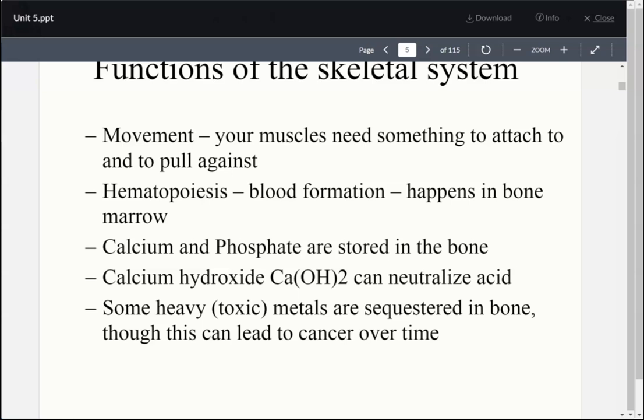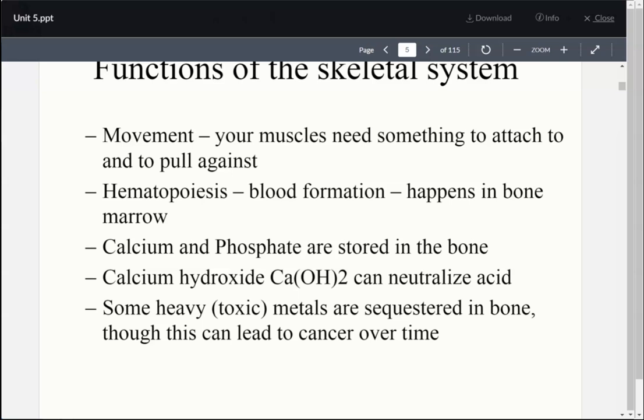Calcium and phosphate are both stored in the bone of your bones, the actual hard outer shell. Calcium hydroxide, CaOH2, is a compound that can neutralize acids if the blood becomes too acidic. And unfortunately, some heavy toxic metals are sequestered in the bone. This is to keep them out of the bloodstream, out of the other tissues, and away. This is actually a protective mechanism. However, in the long term, it comes back to bite you.